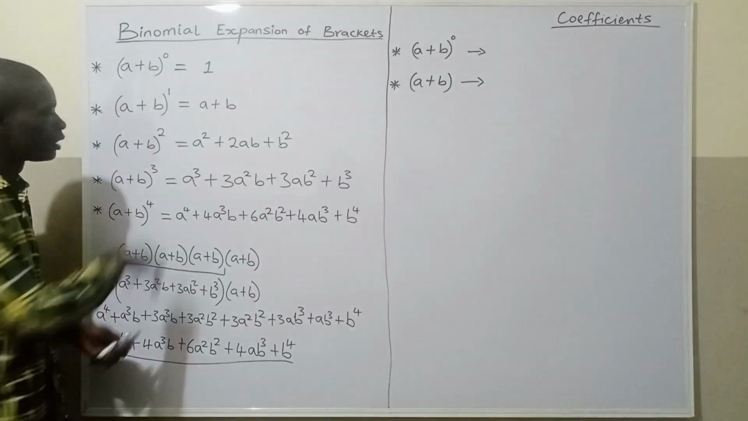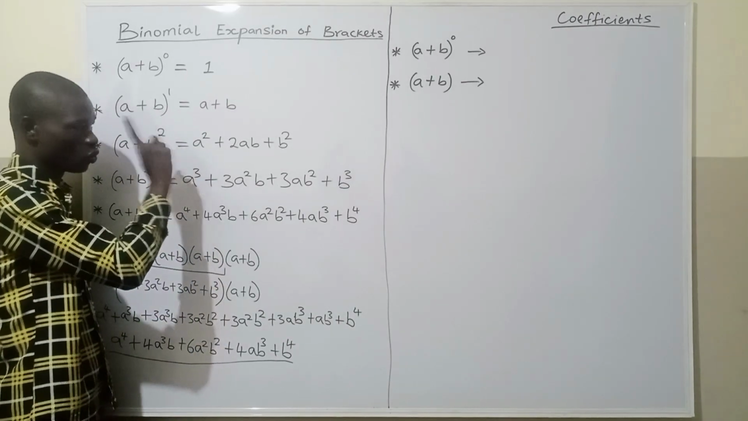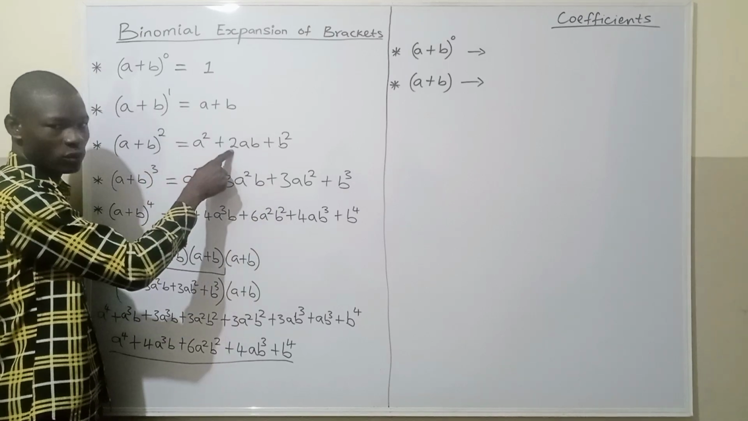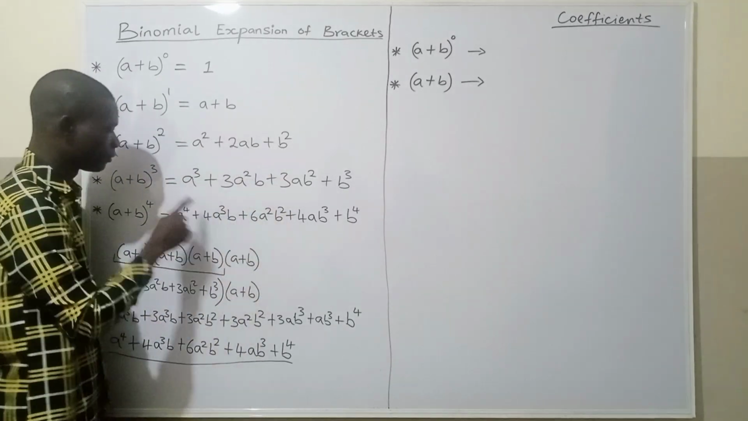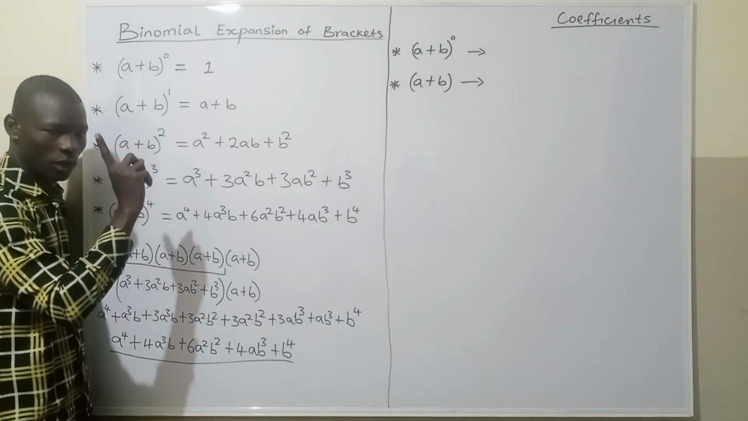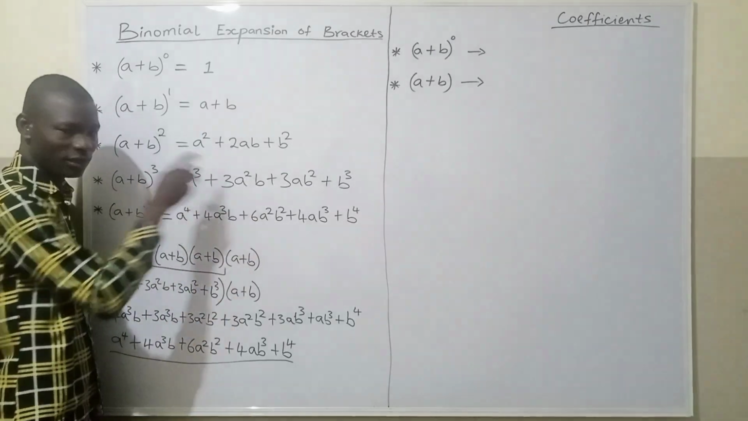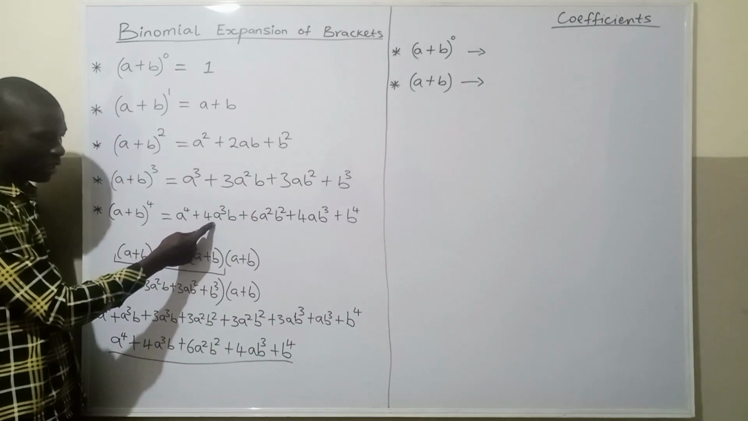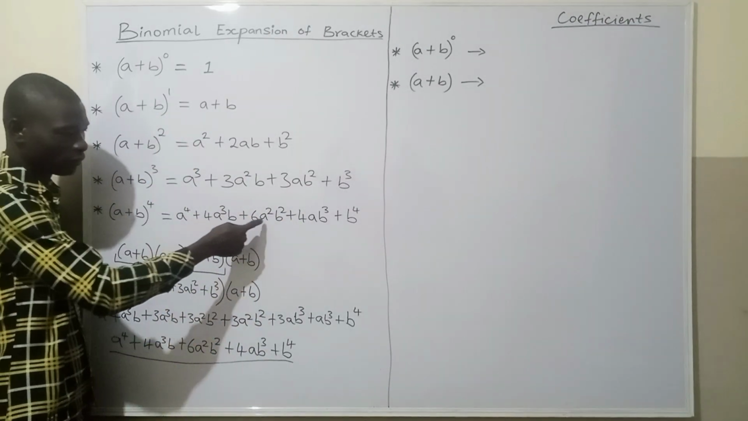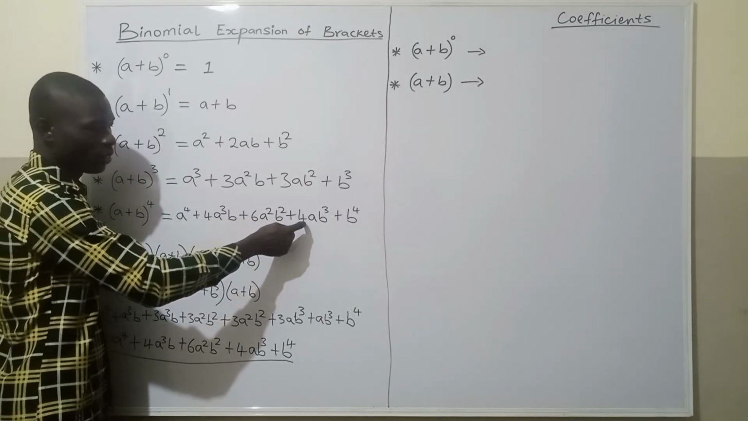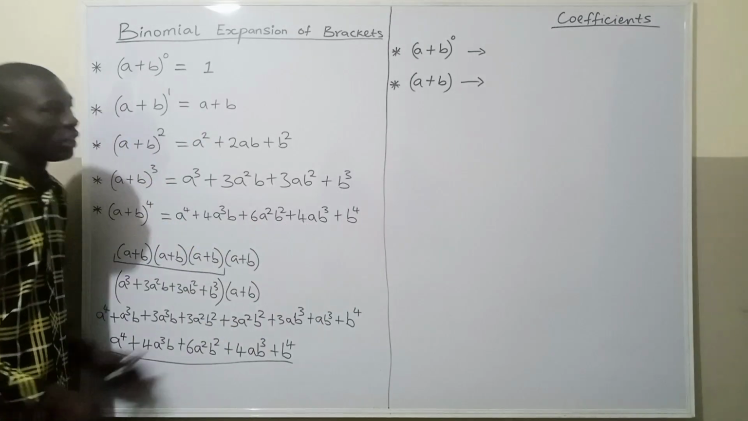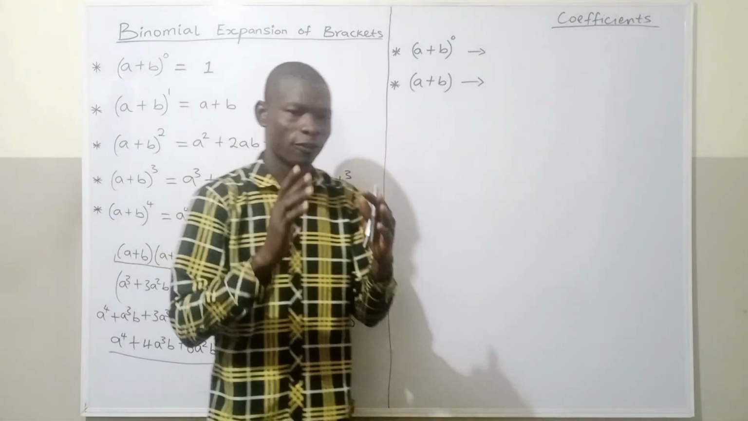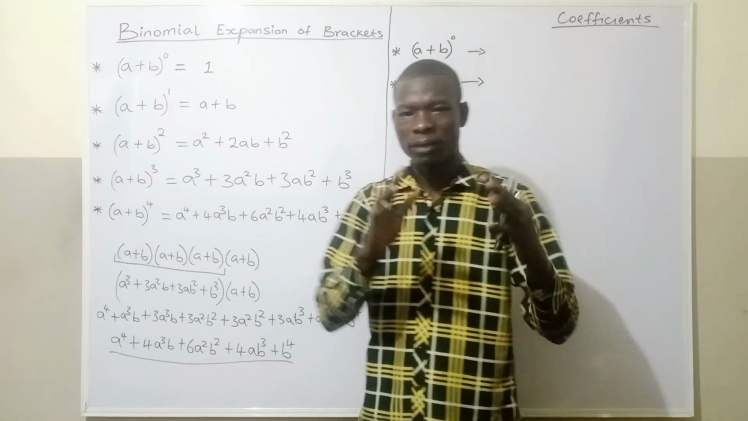Let's move on. Coefficient of a squared is 1. Now the coefficient of AB here is 2. Coefficient of B squared is 1. Coefficient of A cubed is 1. Coefficient of A squared B is 3. Coefficient of AB squared is also 3. Coefficient of A cubed B here is 4. Coefficient of A squared B squared is 6. Coefficient of AB cubed here is 4. So I'll be bringing out these coefficients one after the other, and you'll see that it's going to form a beautiful pattern.